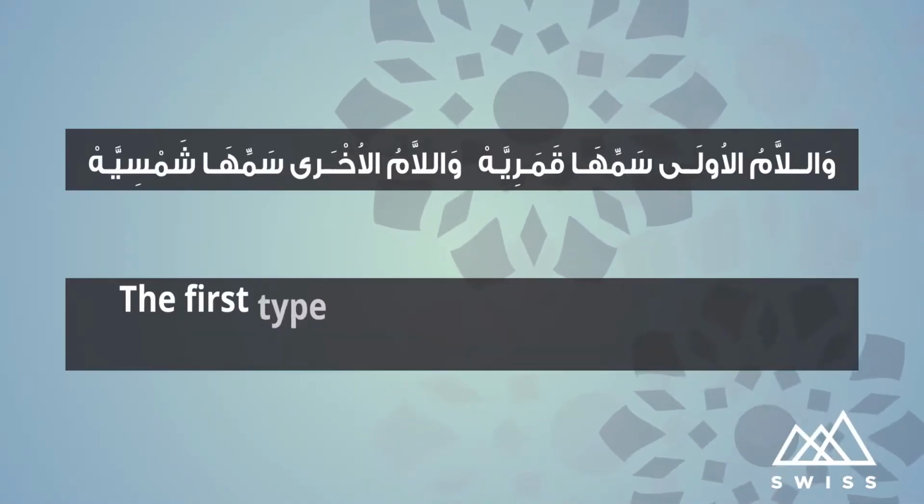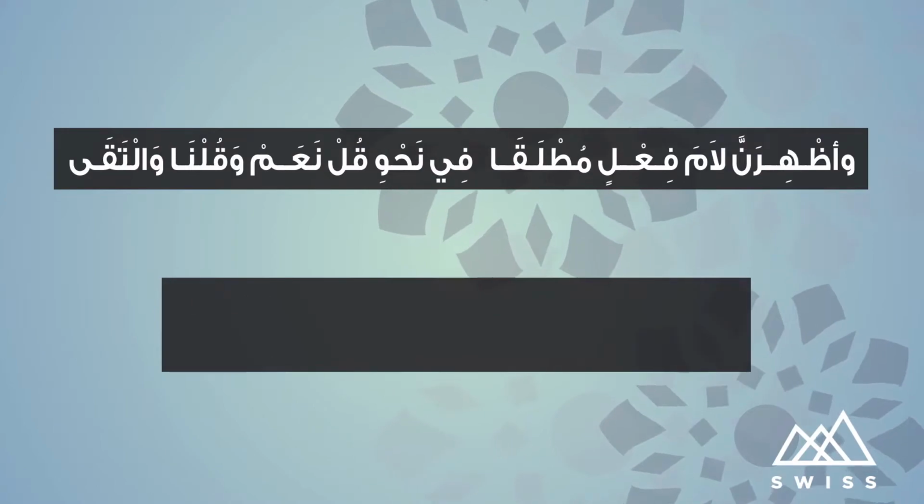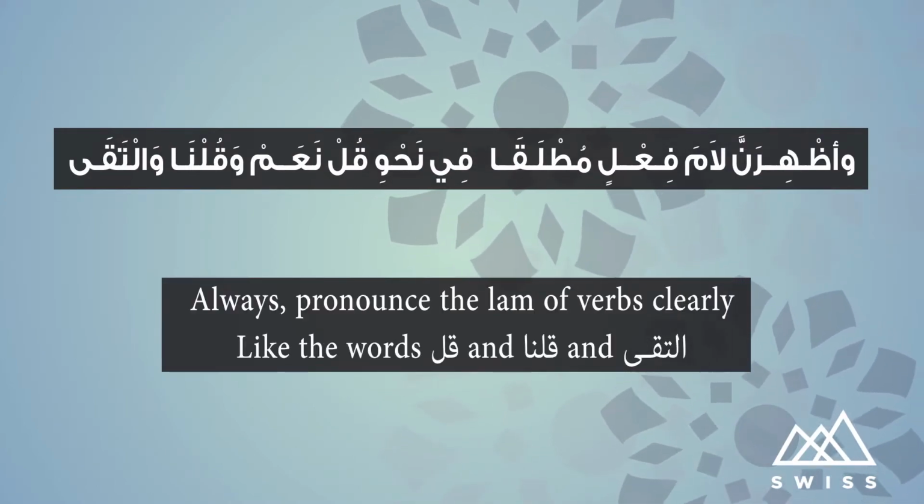We have now taken in some great detail the rules for reading lam, whether it's the lam of ta'rif, idgham or idhar, or it's the lam of fi'l. So he says li lami halani qabla ahrufi. We took that, mashallah. واللام الأولى سميها قمرية واللام الأخرى سميها شمسية. And then we took the second part, وأظهرن لام فعل مطلقة في نحو قل نعم وقلنا والتقى. The lam of fi'l, the lam of fi'l.